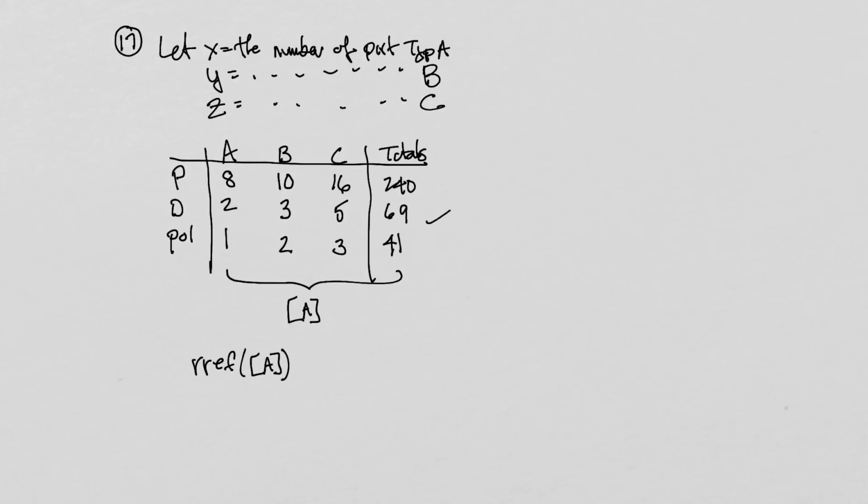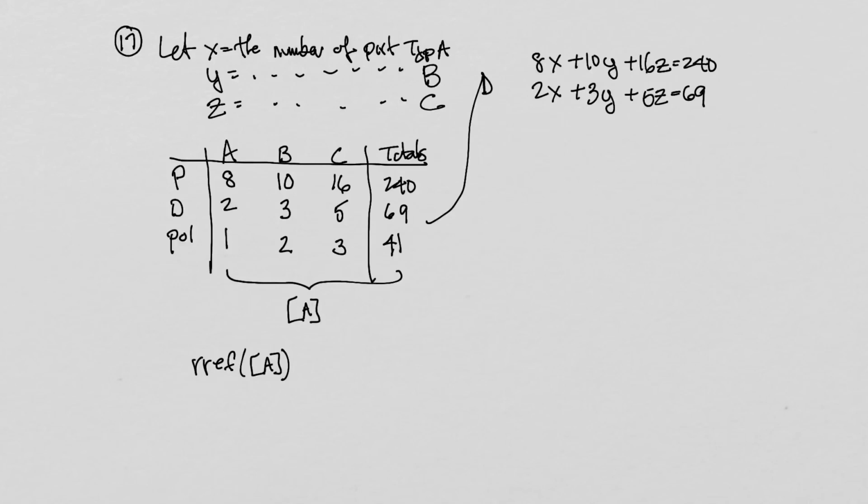But before we do that, if we want to write our system, it would look like this. Reading from the top row, right? 8x plus 10y plus 16z equals 240. And then we'll get 2x plus 3y plus 5z, that's 69. And our last equation will be x plus 2y plus 3z, that's 41. There's our system. So if the problem asks us to write the system, this is what we're going to write.